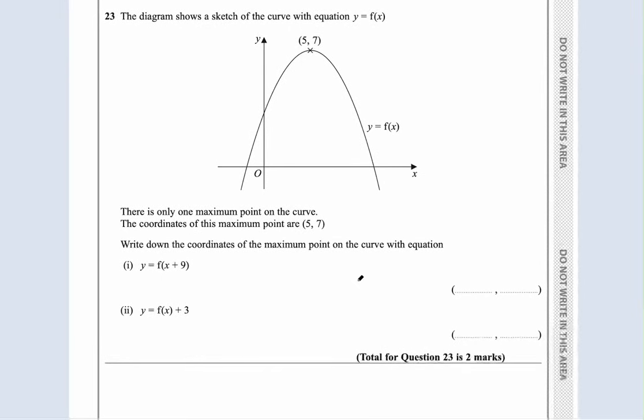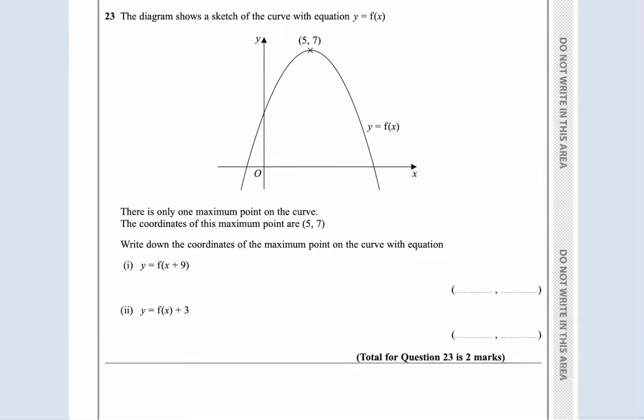Okay, question 23. Here's the diagram. There's only one maximum point. It is this. The coordinates of this maximum are that. Write down the coordinates of the maximum point with equation this. So this is transformations, guys. This is an example of a question that I often tell my students that the later questions are hard, but they're not all hard. And this is actually easy.